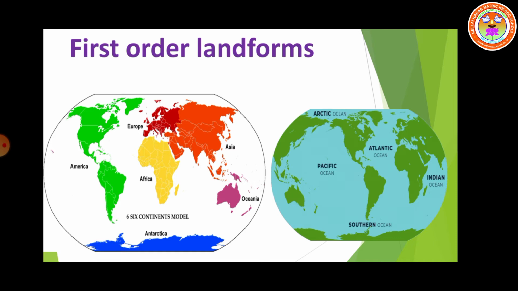Next one is water bodies. What are called water bodies? Water bodies are called oceans. What are the 5 oceans on the earth? Pacific Ocean, Atlantic Ocean, Indian Ocean, Southern Ocean and Arctic Ocean. So our earth has 7 continents and 5 oceans. These 7 continents and 5 oceans together formed the first order landforms. Asia is the largest continent, whereas Australia is the smallest one.